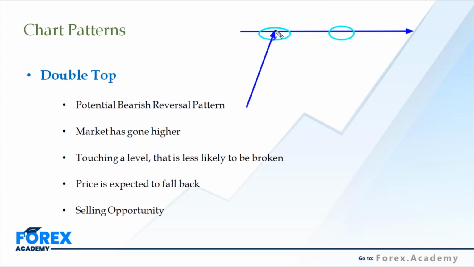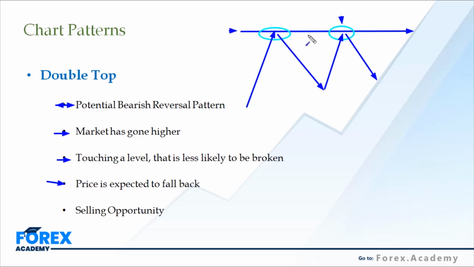That is one top, the market fell down from here. Then the second top, the market tested the same level and then managed to close below there. First things first, it's a potential bearish reversal pattern. The market has gone higher, touching a level that is less likely to be broken. So the price is expected to fall. Why? Because earlier the investors were not able to violate this particular resistance level.